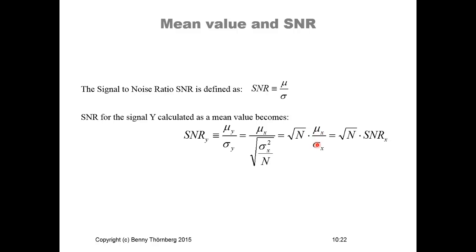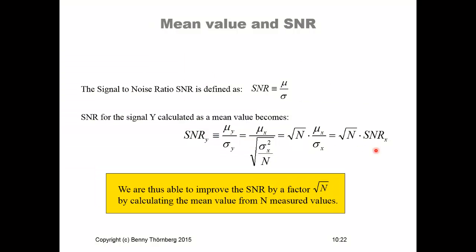So this is equal to the square root of n times the SNR of x. What we are saying here is that the SNR of the new signal y is equal to the square root of n times the SNR of x. So we are actually improving the SNR. And we are thus able to improve the SNR by a factor of square root of n by computing the mean value from n measured values. This is the conclusion from this exercise.